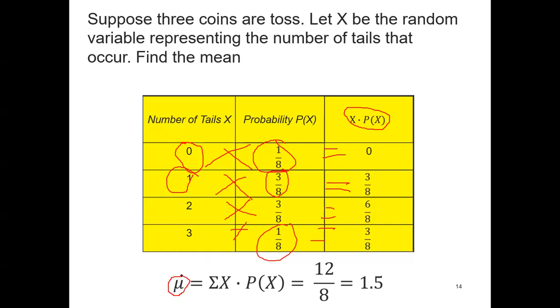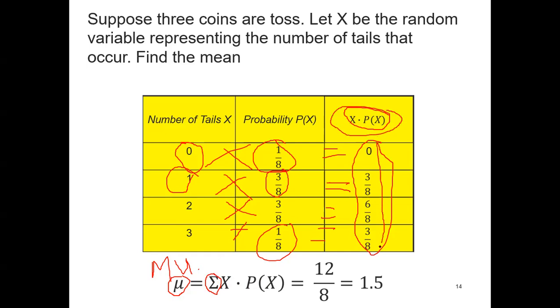We solve the mean, which has a formula. Mu, or mean, it's just the same. So the symbol is just mu. Mean is equal to the summation of x times p of x. This means you're going to add all the values. Summation. Okay? Add x times p of x. So we have here x times p of x.